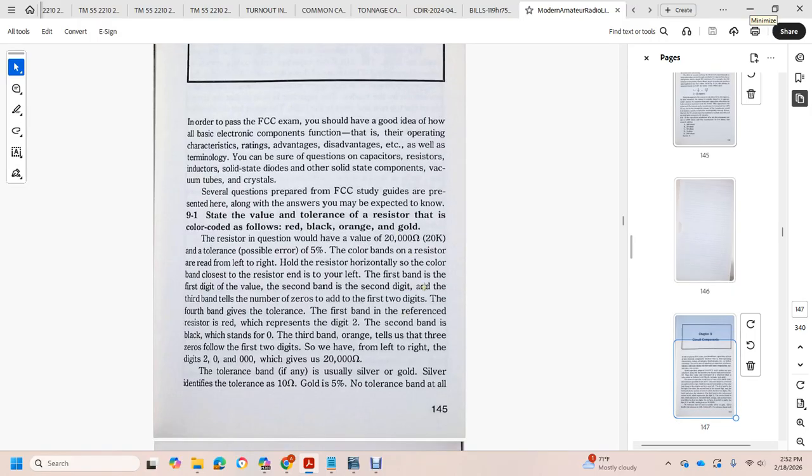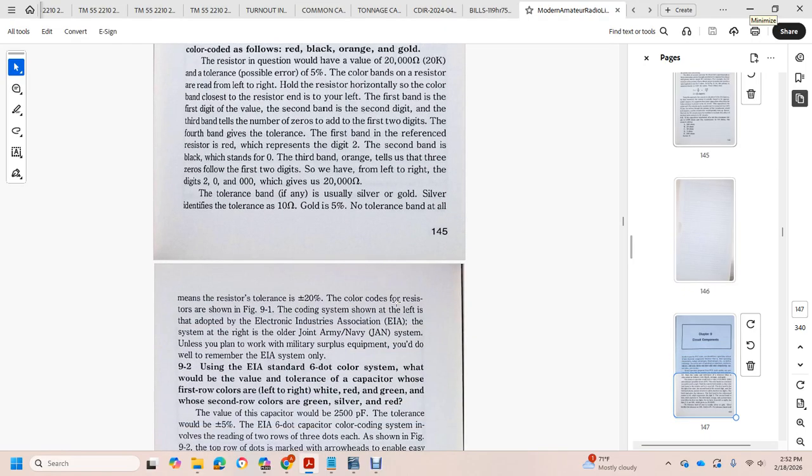The tolerance band is usually silver or gold. Silver identifies a tolerance of 10%. Gold is 5%. With no tolerance band, it means that the resistor is plus or minus 20 percent.